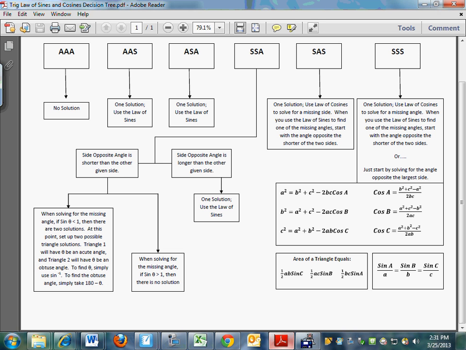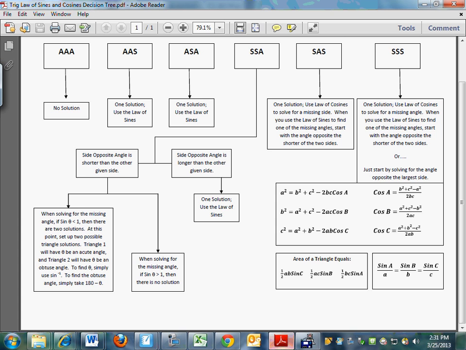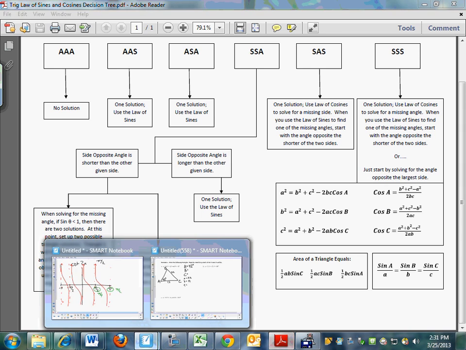We've got side, side, angle. Let's follow it down. It says, is the side opposite the angle longer, or is the side opposite the angle shorter? Which one is it? Yeah, if you look at your drawing, the side opposite the angle is longer than this given side. So your flow chart tells you that we have one unique solution. Just use the law of sines. So let's set it up and solve it.